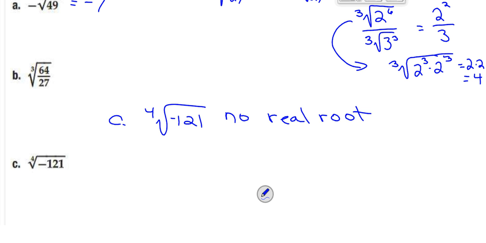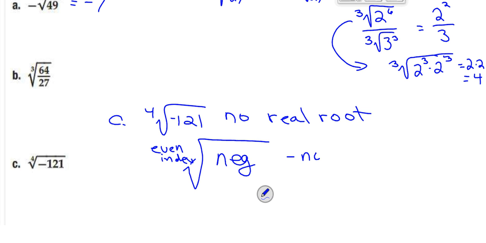And I want you to write this down too. Even index, and then we'll write that radical of a negative is not real. The even index of a negative inside that radical is not real.